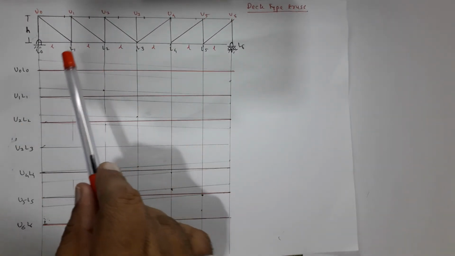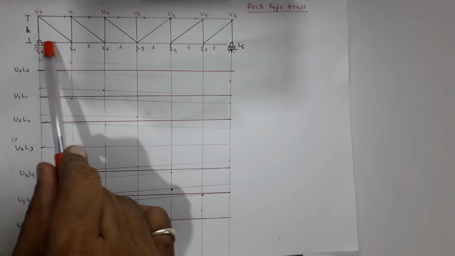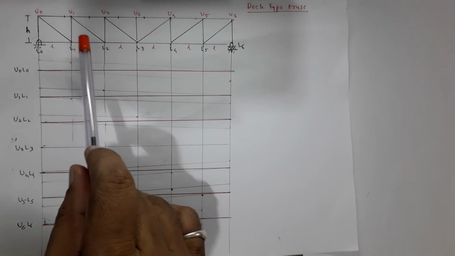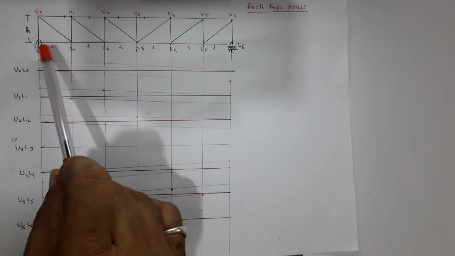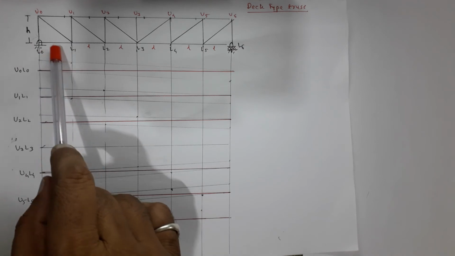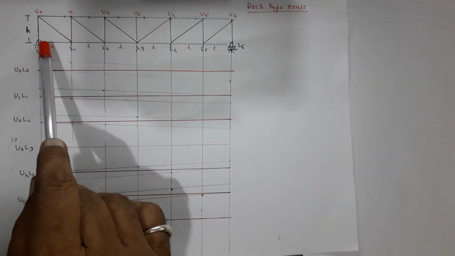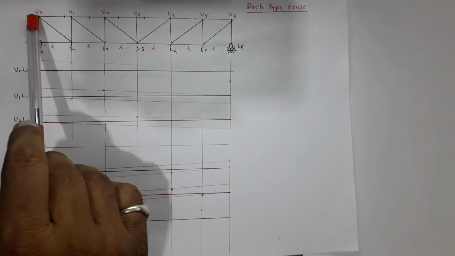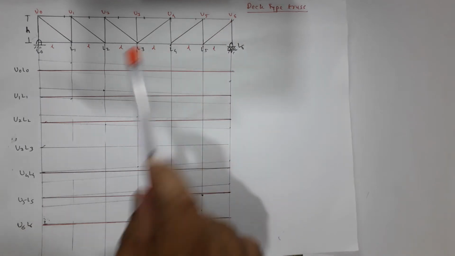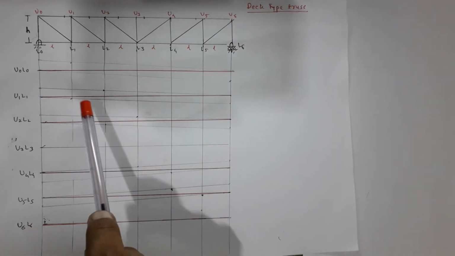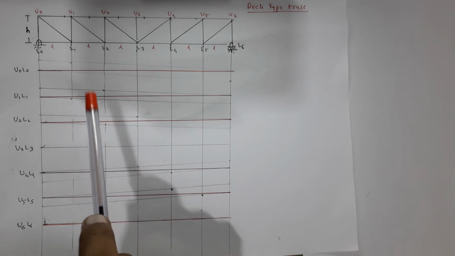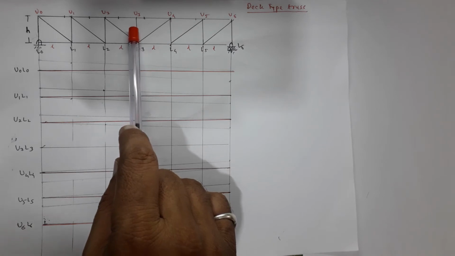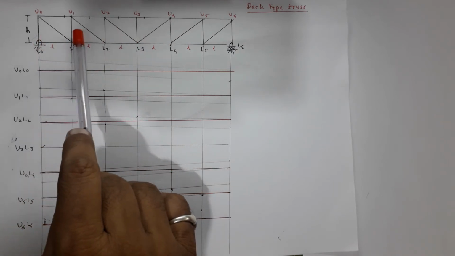So let us consider that the load is moving along the top panel points. Now in the previous case, that is in case of through type of truss, the load was moving along the bottom panel points. Now let us see what is the actual difference between the ILDs for these vertical members. Whether the load moves along the bottom chord panel points or along the top chord panel points, the ILDs for all the members are going to remain same except the central member. Remember it well.